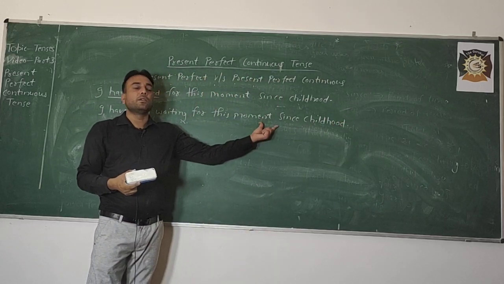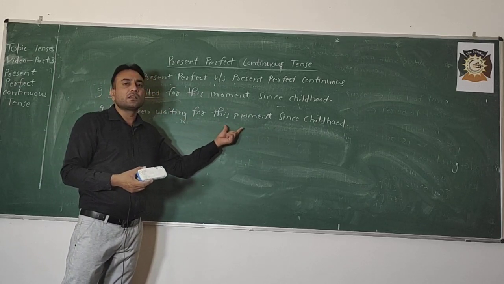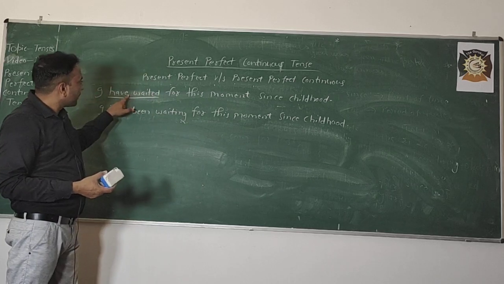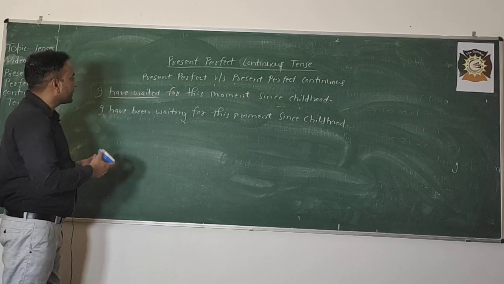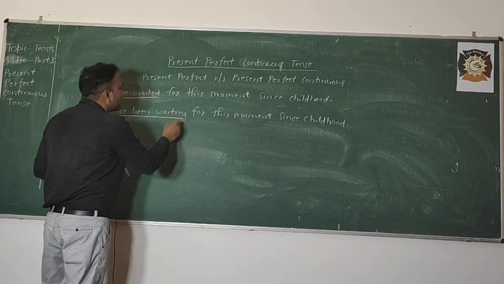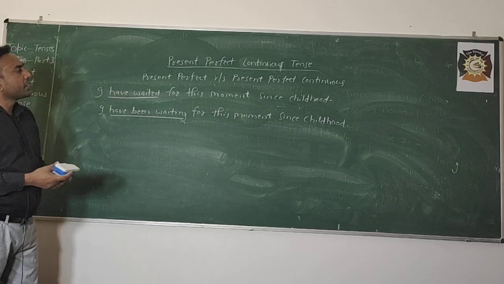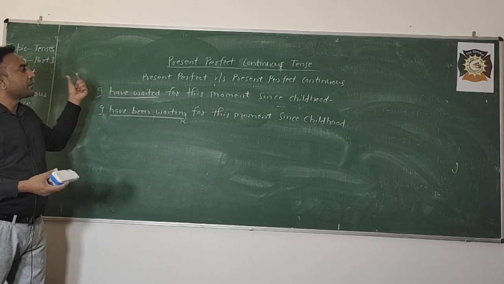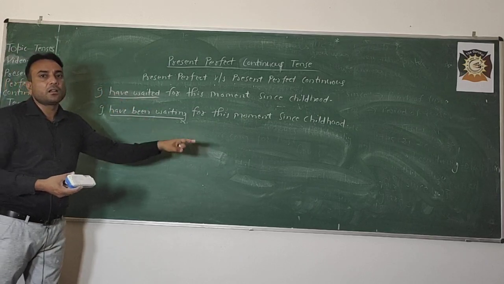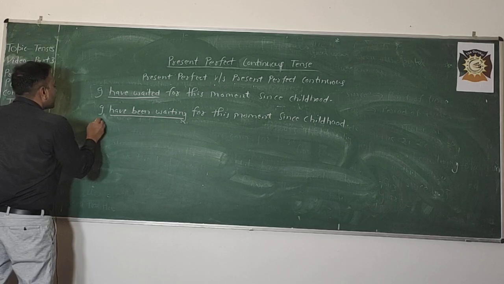So I have been waiting for this moment since childhood. In the first sentence I have used present perfect tense, but in the second sentence I have used present perfect continuous tense. So we can use both the tenses to express an action that begins in the past and still continues. I will write the rule for you.